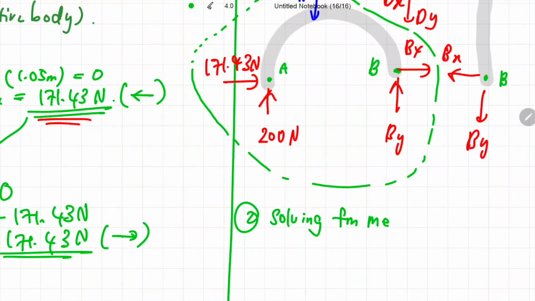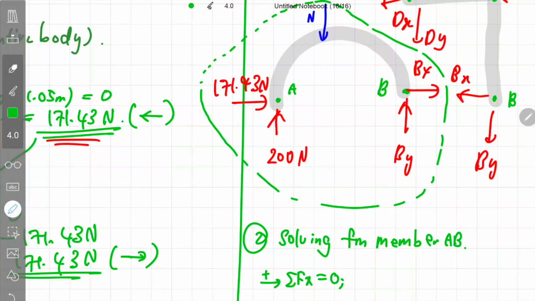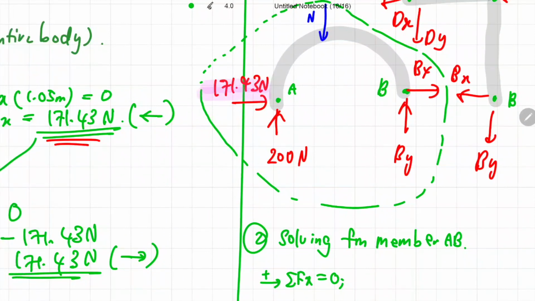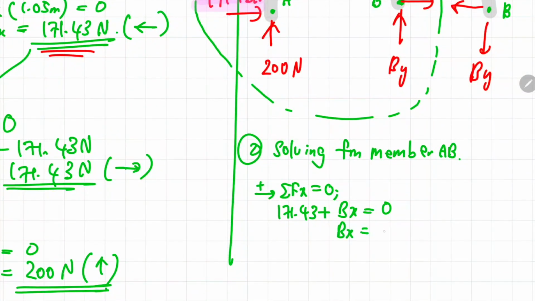So, focusing on member AB, let us apply the equilibrium condition in the x direction. Okay, in the x direction, there are two items, which is the 171.43 Newton and also the BX. You put that into your equation and you can easily solve for BX to be negative 171.43 Newton. Okay, jangan risau pasal negative. Negative simply means that the magnitude is 171.43 Newton, but the direction is actually opposite to the one that you initially assumed, which is to the left.